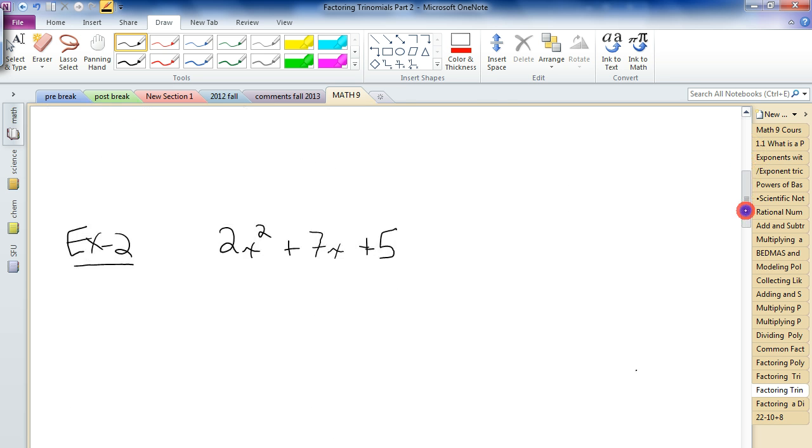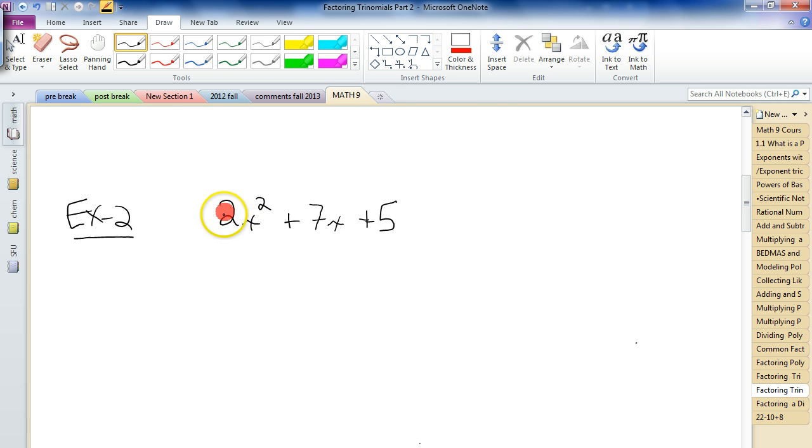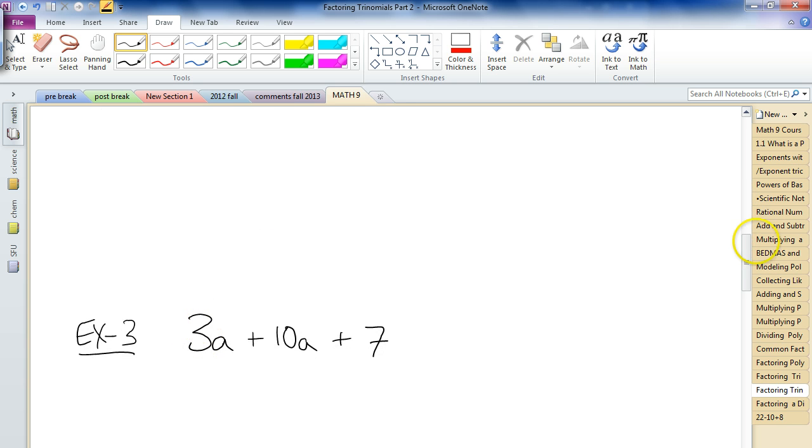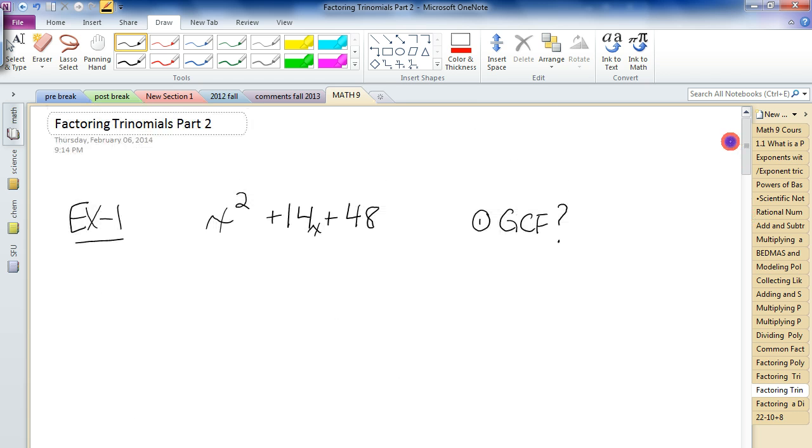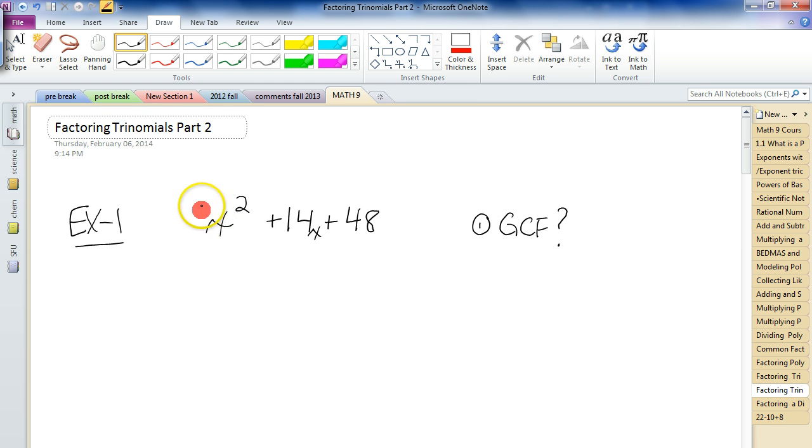That method will not work when we come to questions like this that have a coefficient in front of the first term, like that one or that one, things like that. When you see a question like this, you can use the method from last video, no problem. But I'm going to show you a different method that will work for every single factoring trinomial question, and it's called factoring by grouping. It's not as cozy as the method I showed you last day.